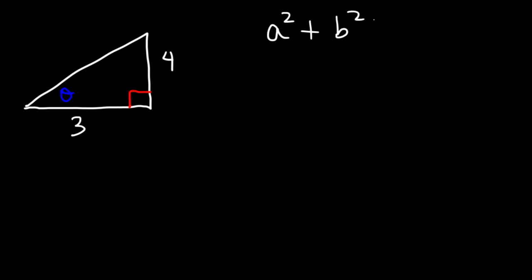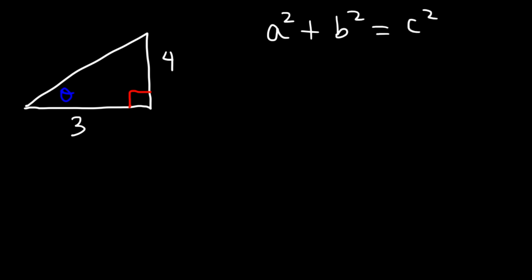Now let's say we're given a right triangle and we have the values of 2 sides. Let's say this is 3 and this is 4. And here's the angle theta. Find the missing side of this right triangle and then find the values of all 6 trigonometric functions: sine, cosine, tangent, secant, cosecant, cotangent. Now to find the missing side, we need to use the Pythagorean theorem.